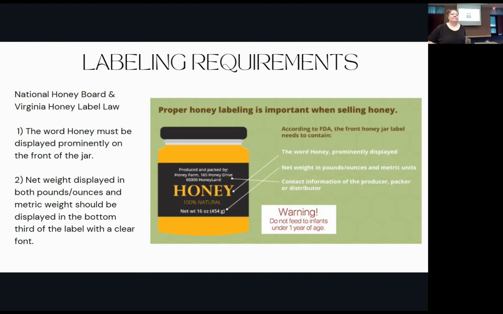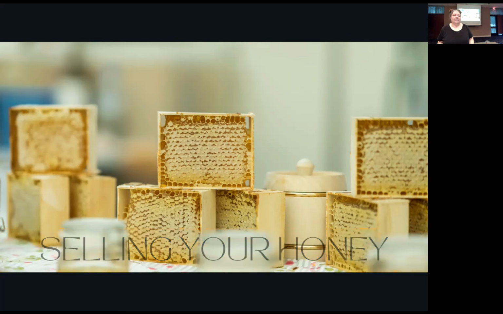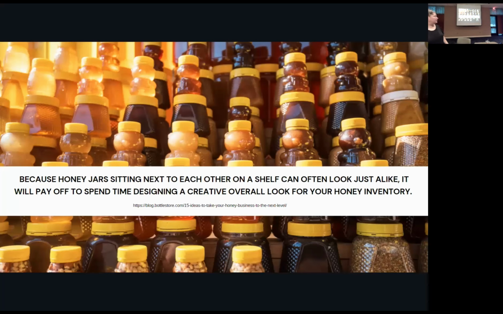Now, what about selling honey? There's so many ways to sell honey, from being online to selling in a store to going to farmers markets, all kinds of different stuff. And this is where that bottling thing kind of comes in. If you're marketing to a store, well, what about all the other suppliers that are marketing to that store?